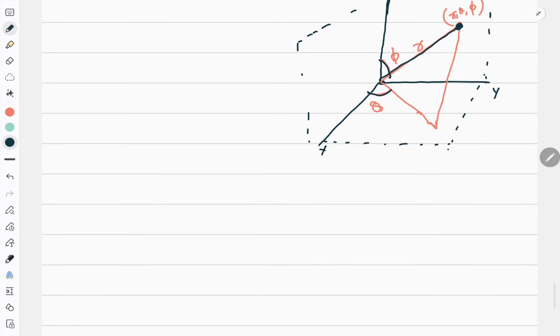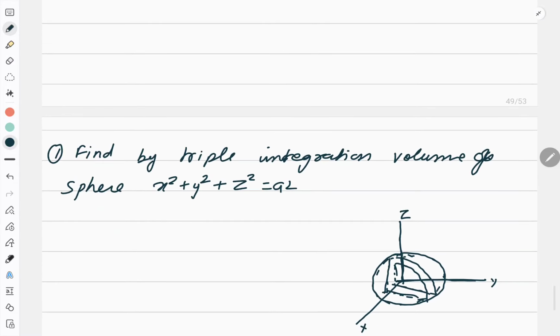My first question is: using triple integration, find the volume of the sphere x square plus y square plus z square equals a square. I can do it in Cartesian format also, but it becomes a little lengthy. In Cartesian format, you have to take a strip like this, which will be three-dimensional, like a cuboid. Then you have to check where x, y, z are varying.